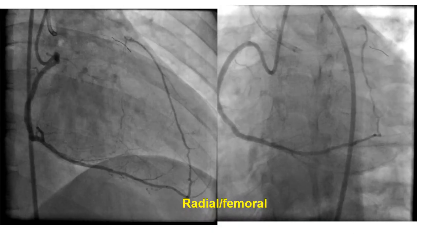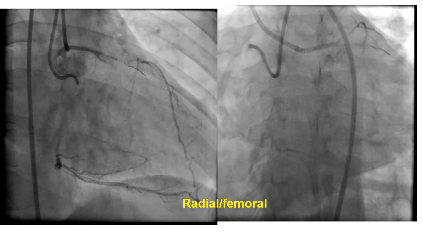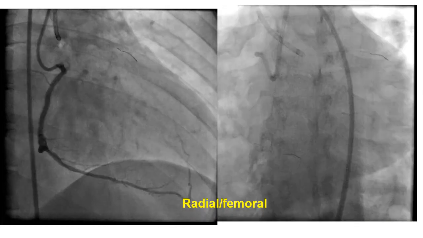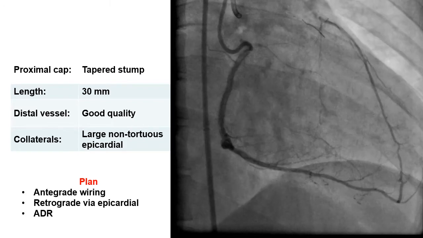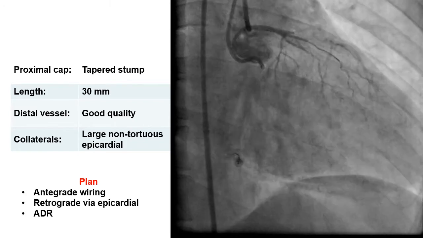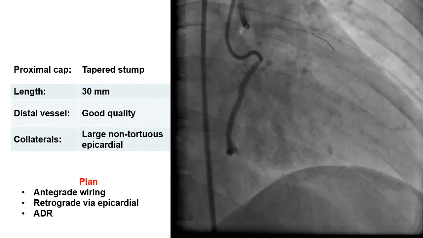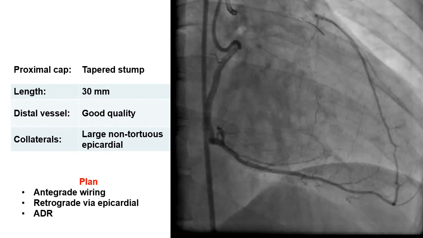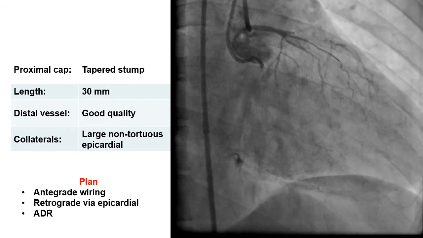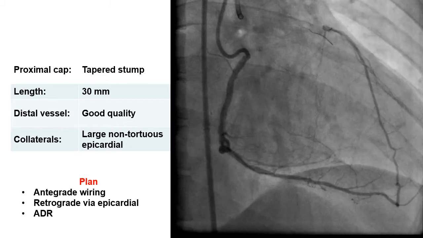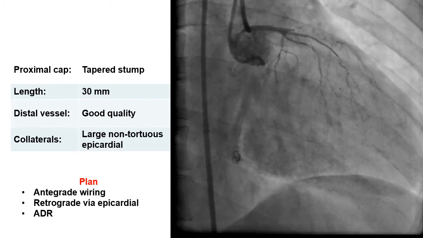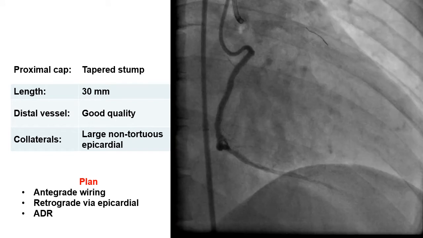This is dual angiography using a radial femoral approach. As we see, we have a short occlusion of the LAD, about 30 millimeters, with a very good proximal cap, tapered, and a good quality distal vessel. The collaterals are large, non-tortuous epicardials going all the way down.